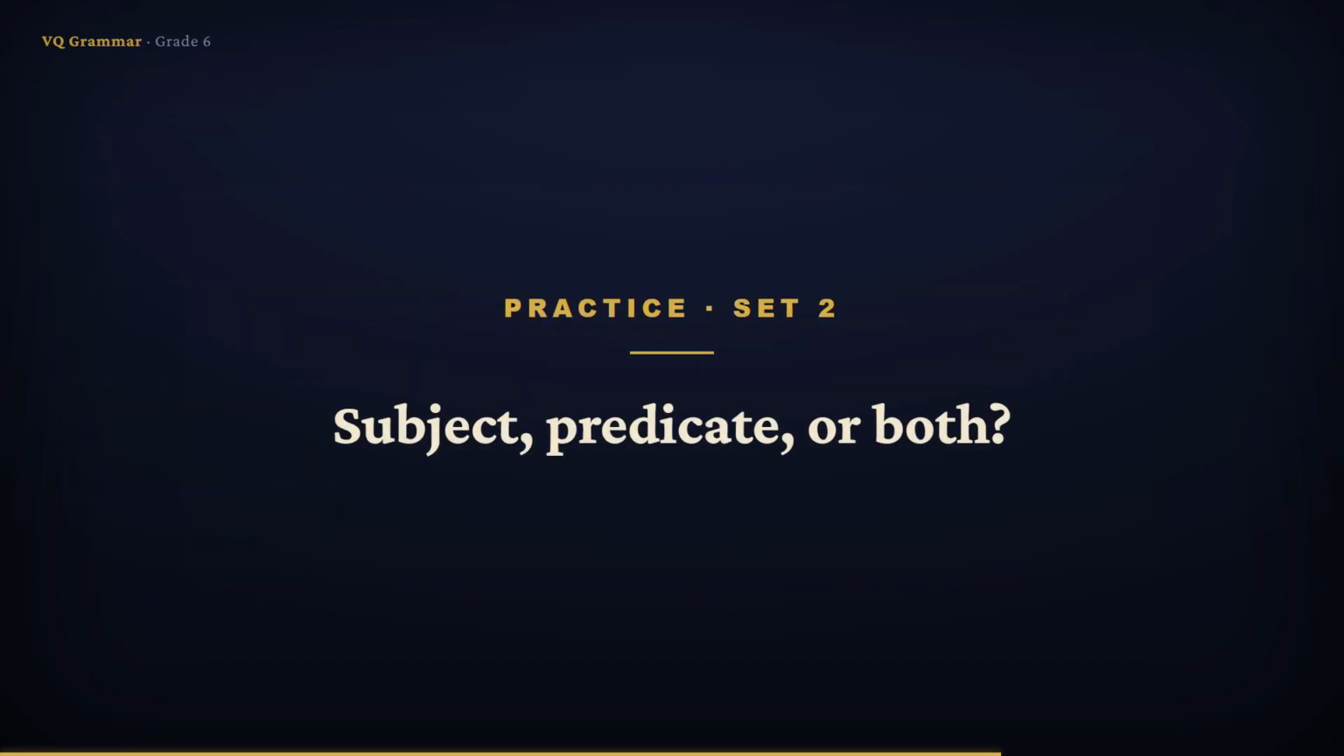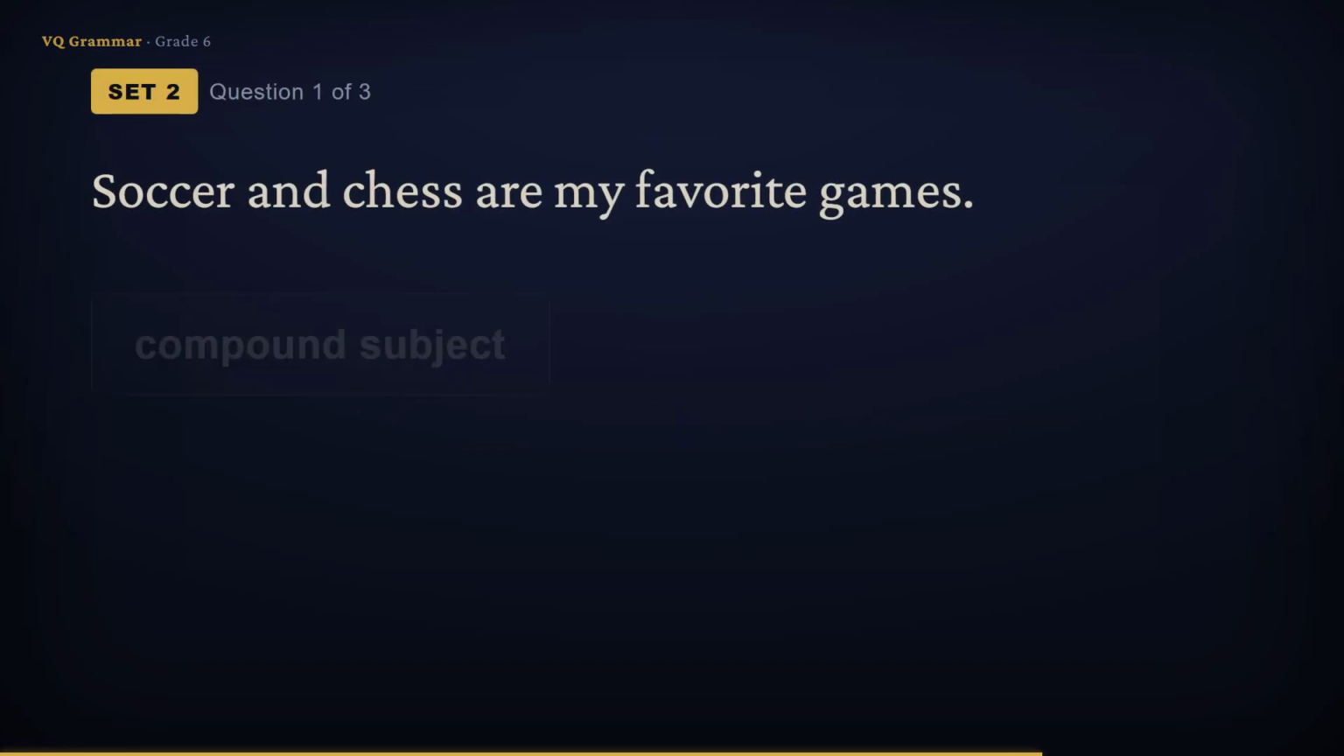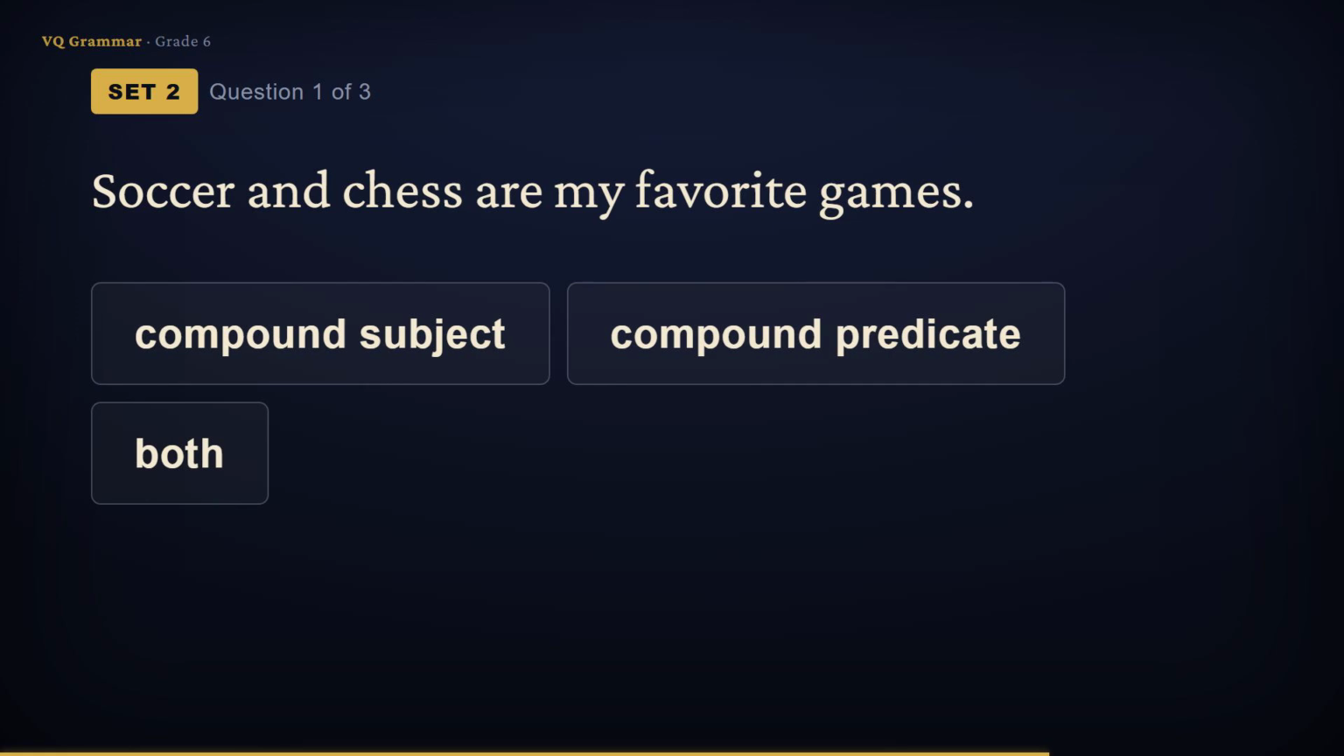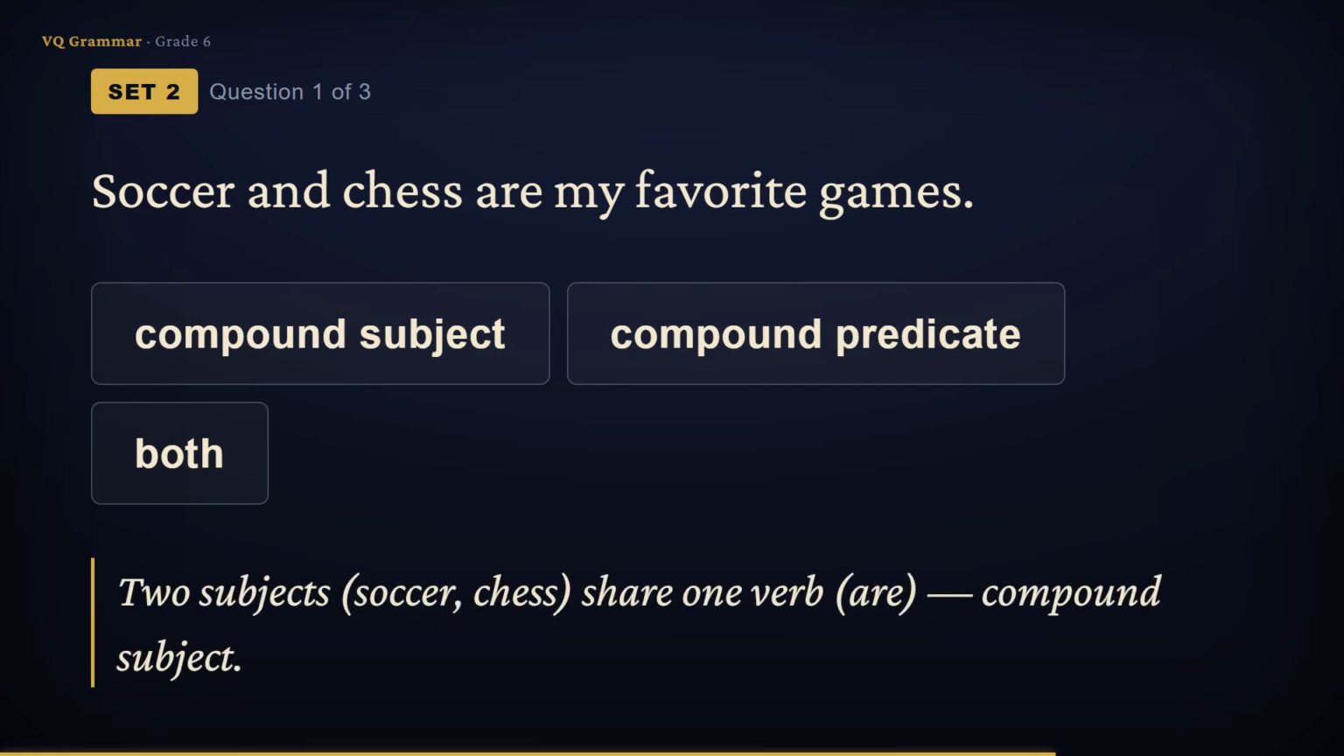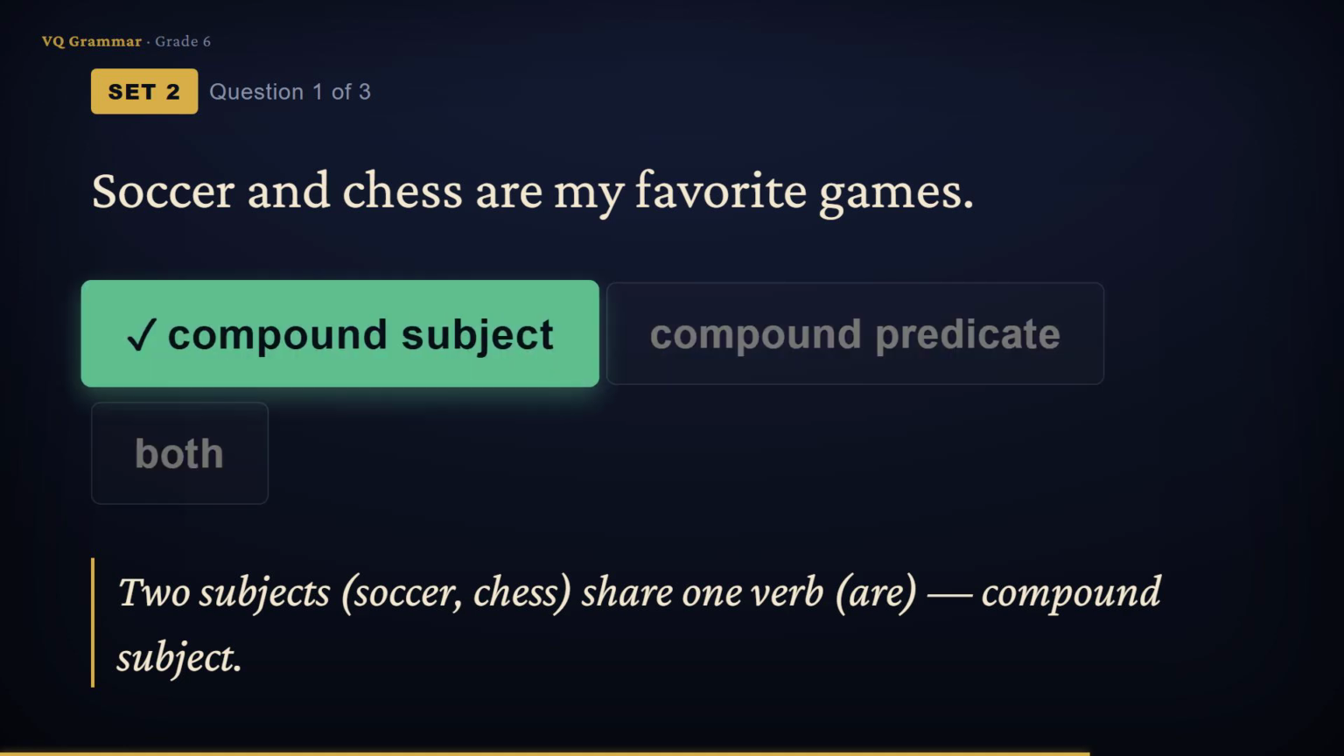Three more. Same plan. Count the subjects, count the verbs, then choose compound subject, compound predicate, or both. Pause and try each one first. Soccer and chess are my favorite games. Count the subjects, soccer and chess, that's two. Count the verbs, are, just one. Two subjects, one verb. So the answer is compound subject.